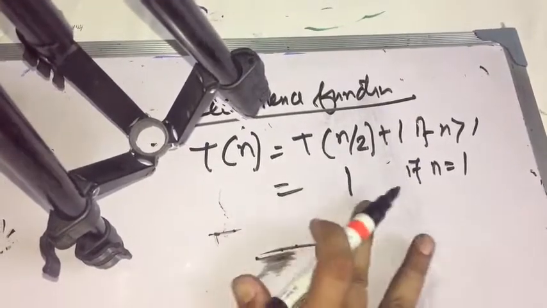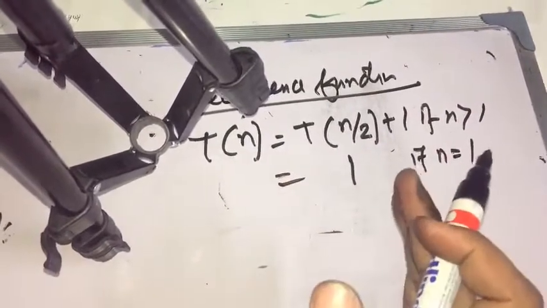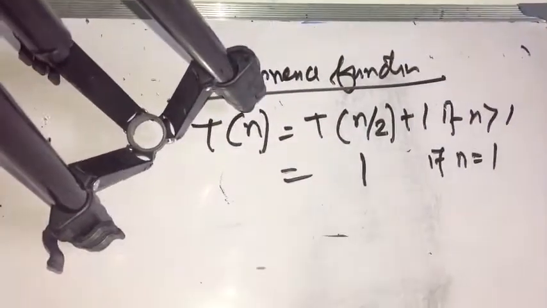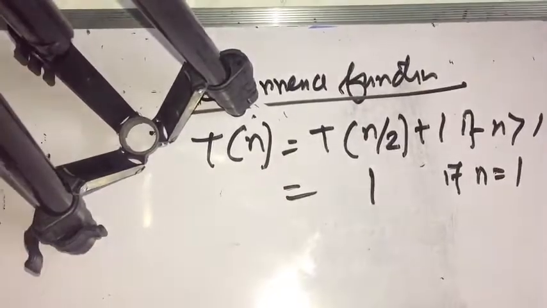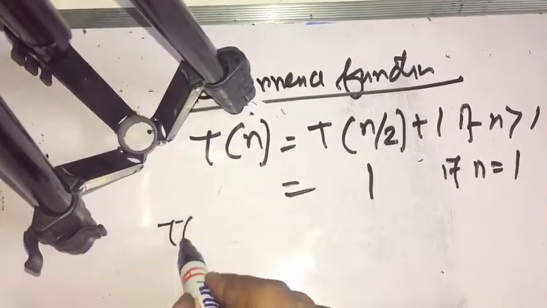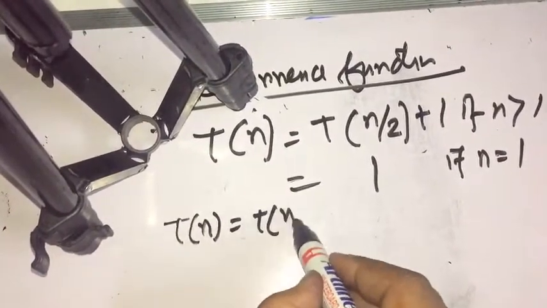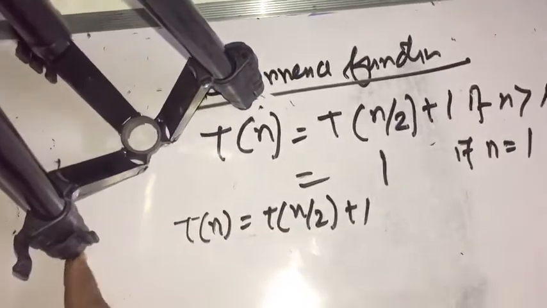So there is n by 2 plus 1, meaning the time for searching the middle element. So this is the basic concept of the recursion generating function. Now, we know that T of n equals T of n by 2 plus 1. So this is the main function.